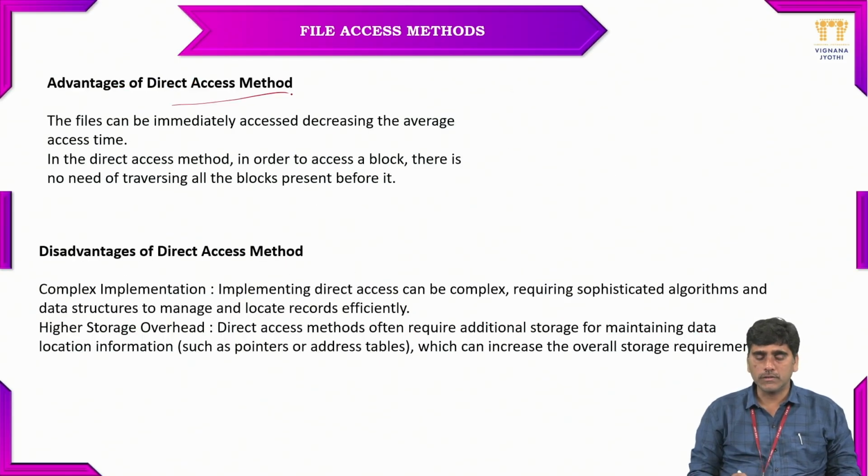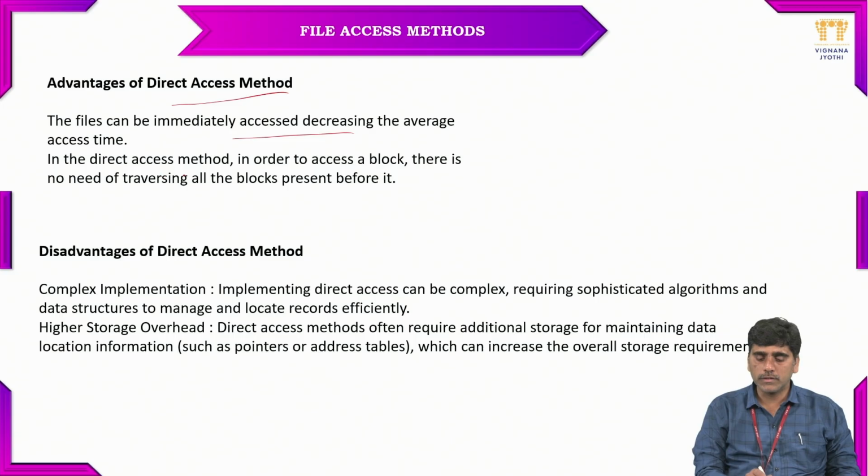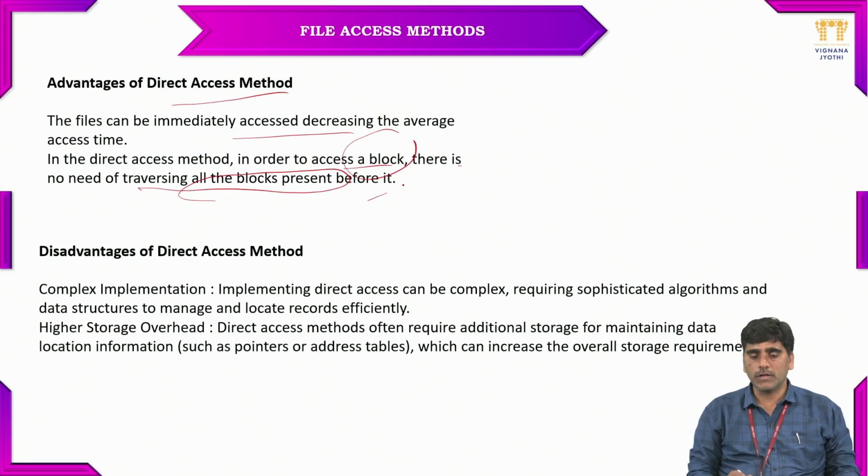Advantage of the direct access method: the files can be immediately accessed, decreasing the average access time. If you go for serial or sequential access, it takes more average access time, right? If you perform the direct access method or random access method, it accesses immediately, decreasing the average access time. In the direct access method, to access a particular block, there is no need to traverse all the blocks present before it. But in the sequential manner, we have to traverse each and every folder till the file has been found. That is the disadvantage of the sequential file, and this is the advantage of the direct access method.